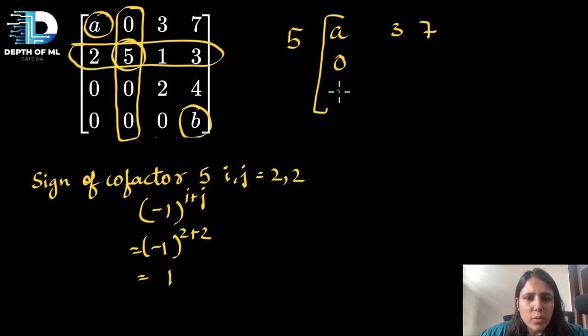I have 0 and 0. Then I have 2 and 0. And I have 4 and B, right? So this is the matrix, okay?